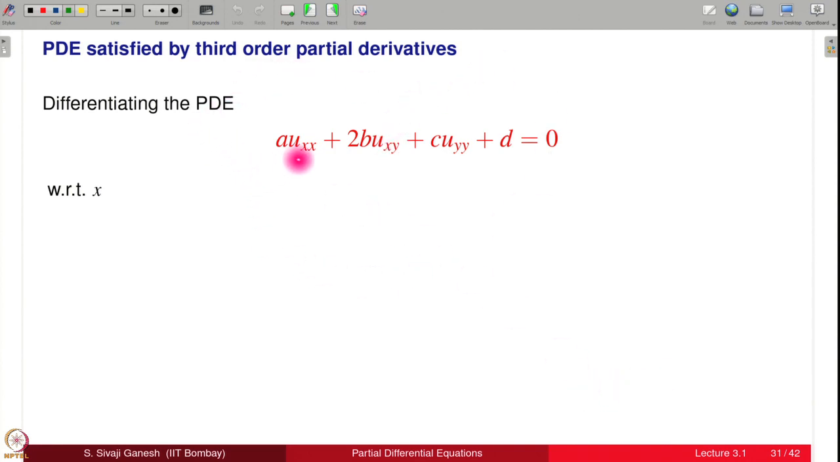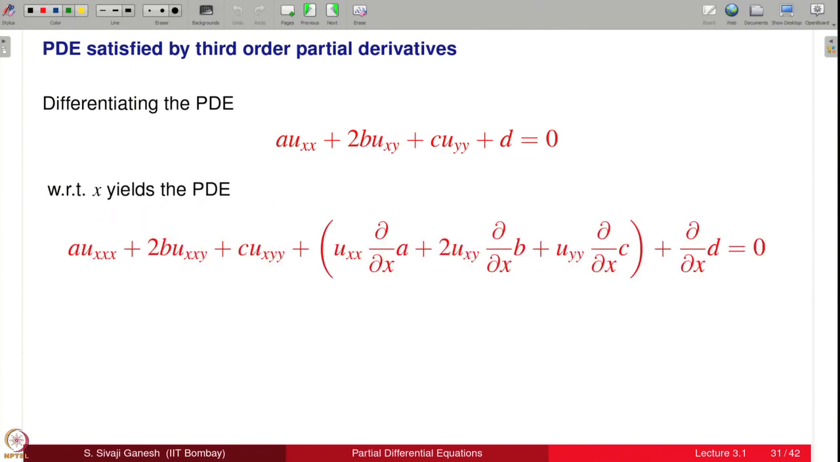So, let us differentiate the given quasi-linear equation with respect to x. By the product rule, it turns out to be this. Notice the third order partial derivatives are appearing here, and their coefficients are A, 2B and C, which are exactly the coefficients in the given equation.